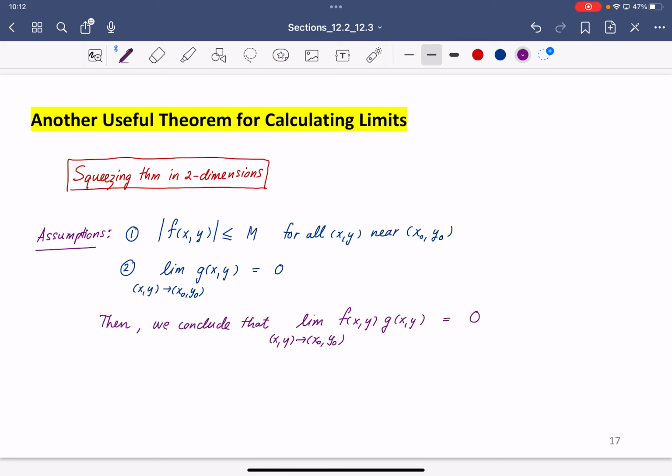This is going to be useful for the case when you see a limit and you're trying to pick lines and you always get 0, 0, 0. So basically it's probably the case that the limit is actually 0. In this case you have to show that the limit is indeed 0 by using the squeezing theorem in two dimensions. So this is the idea.